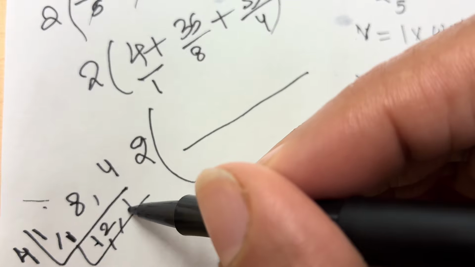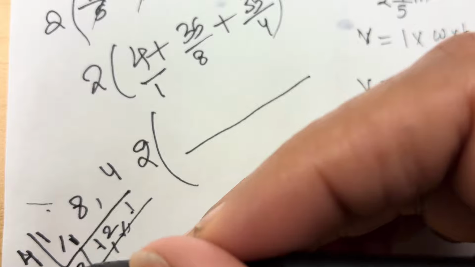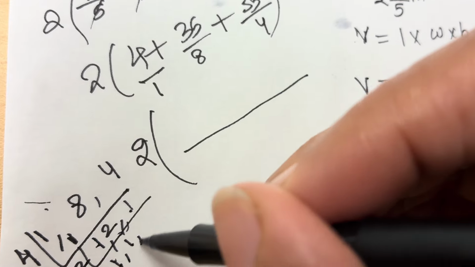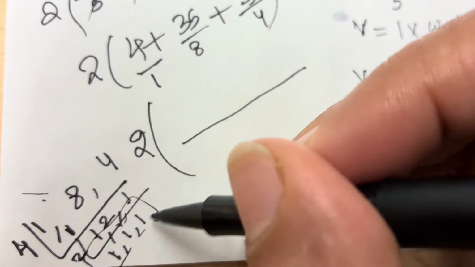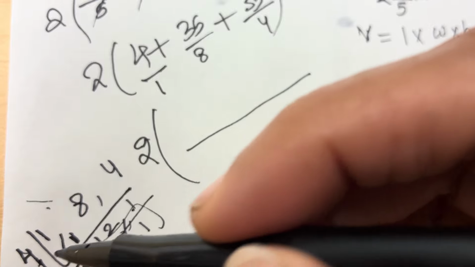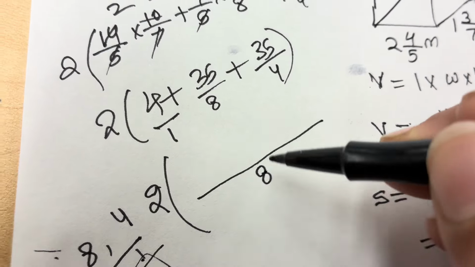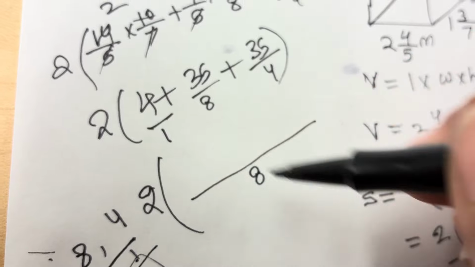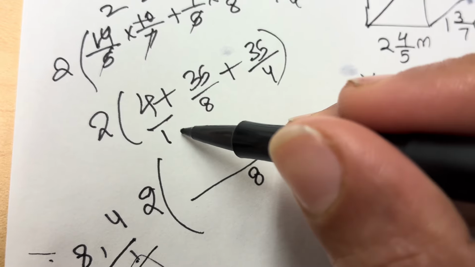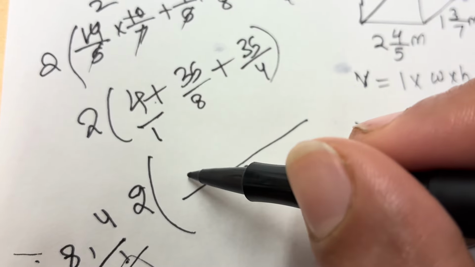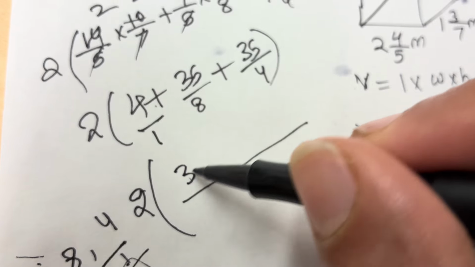Since we have 1, we write 1 again here, and we already have 1 and 1 here. For the 2, we need to use the 2 table. So we finally got all ones here. Now multiply these numbers: 4 times 2 is 8. So the common denominator is 8. So 1 needs to be multiplied by 8 here, and 4 needs to be multiplied by 8. 4 times 8 is 32.